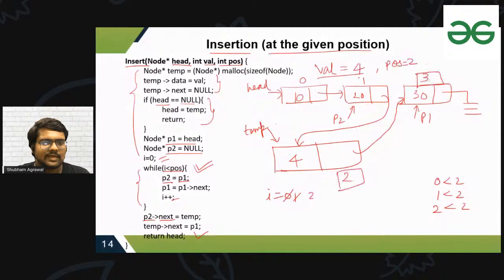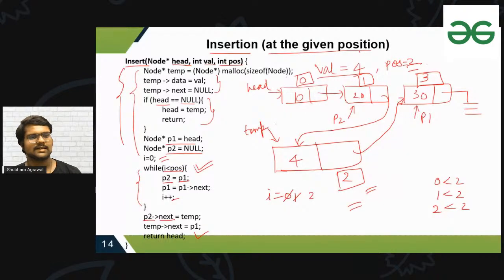So we have inserted a node at position 2. This is the algorithm for that, the insertion at the given position. We specified 2 and we inserted this node at the second position. Now let's see the deletion algorithm.